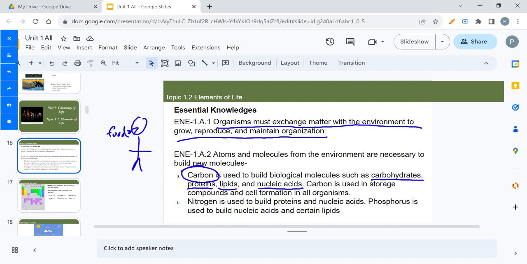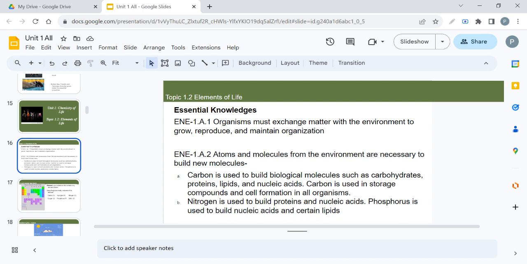The other focus is going to be nitrogen. So we will use nitrogen in order to create nucleic acids and proteins. And then phosphorus is going to be used to make nucleic acids and certain lipids, specifically your phospholipids. Well, make sure that you end up hearing about what the important elements are, and let's just get right into it.